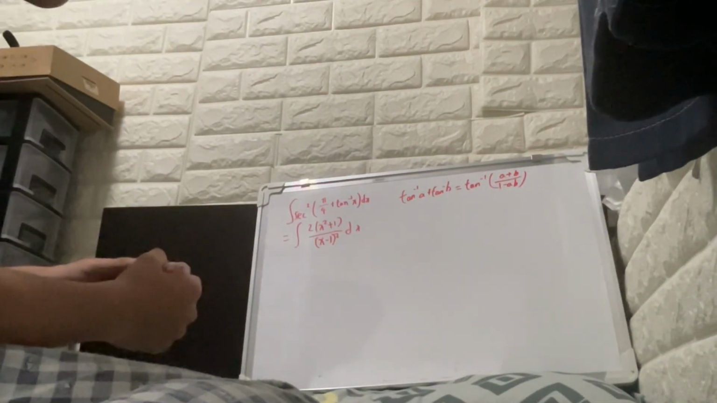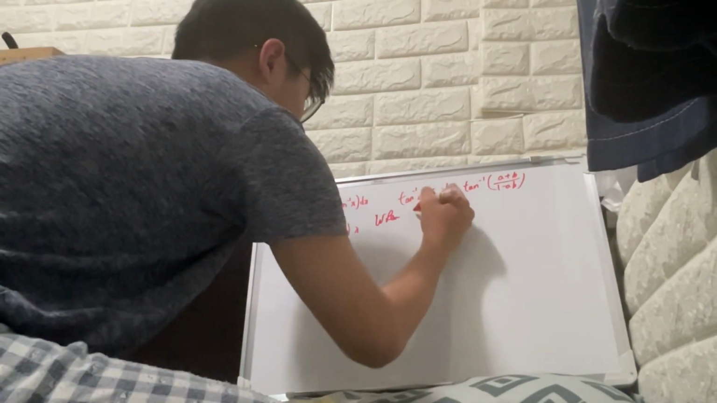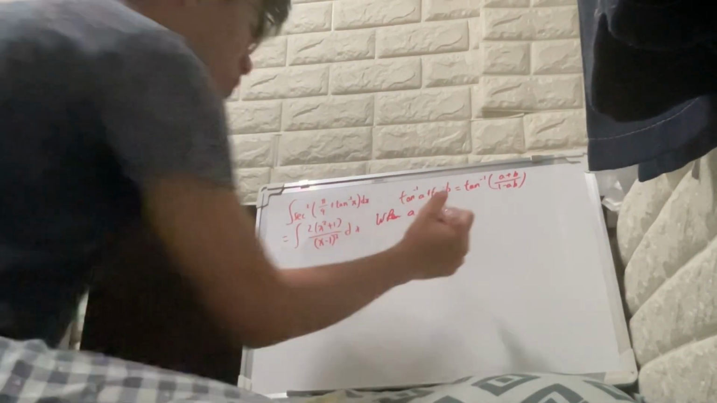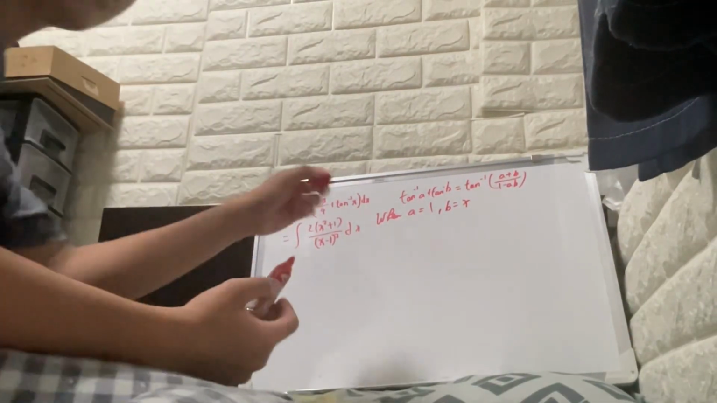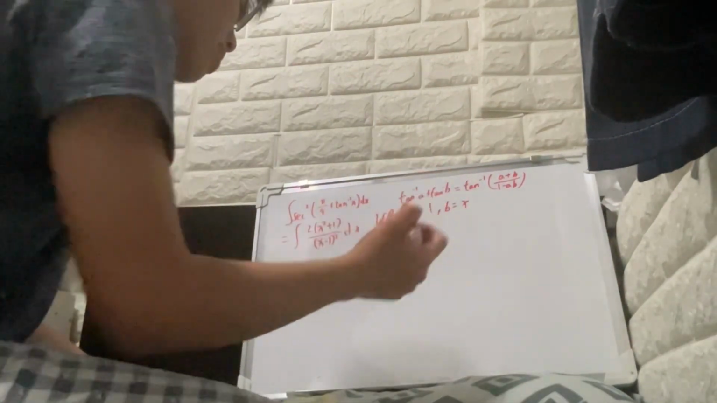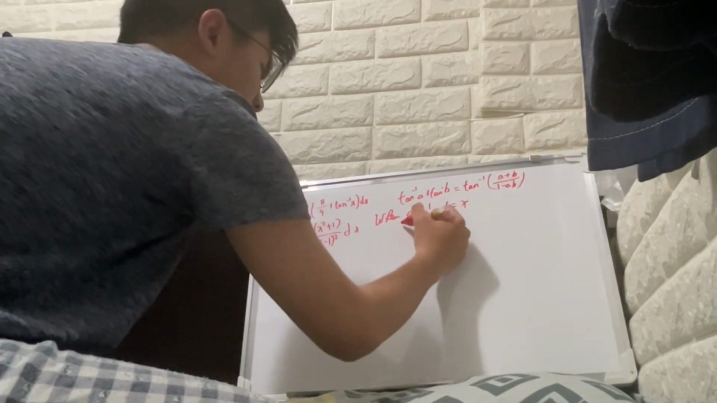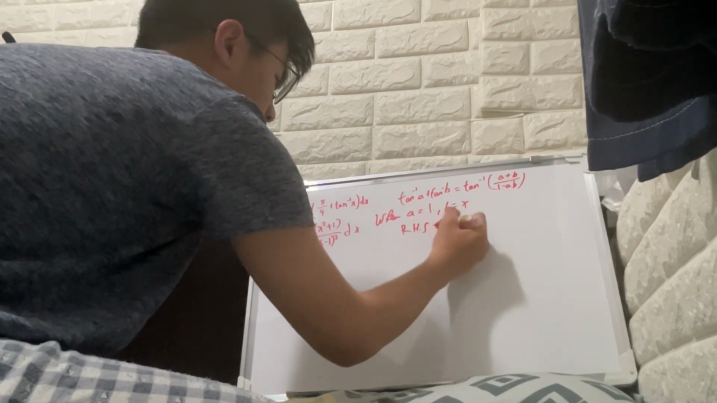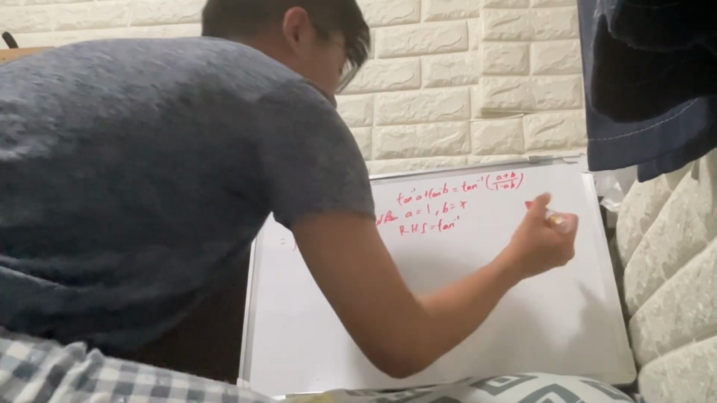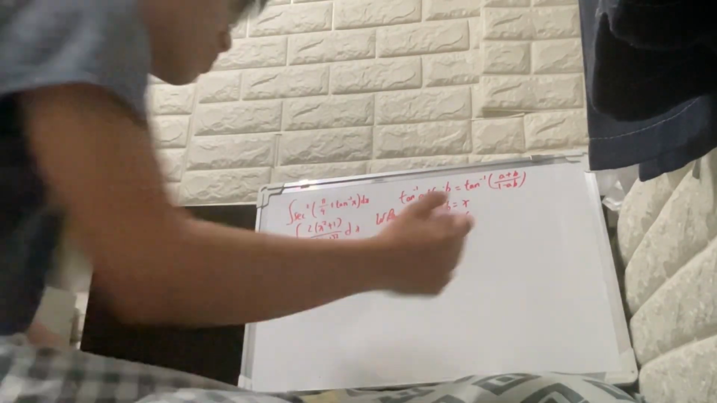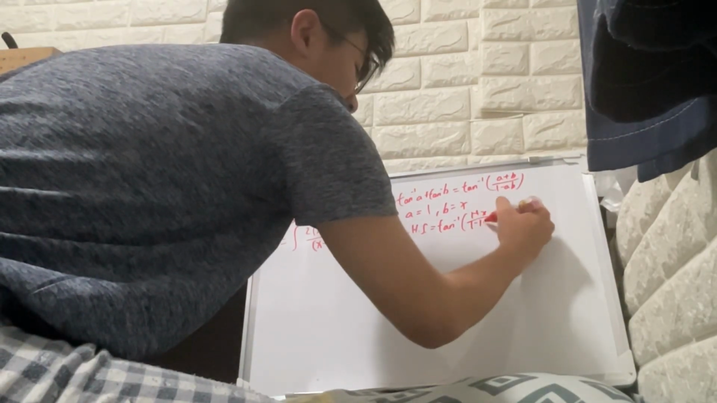Here is the deal. When a is equal to 1, and b is another variable, let it be x, you see what happened? Let me do the right hand side first. The right hand side will be equal to inverse tangent of 1 plus x over 1 minus 1 times x.